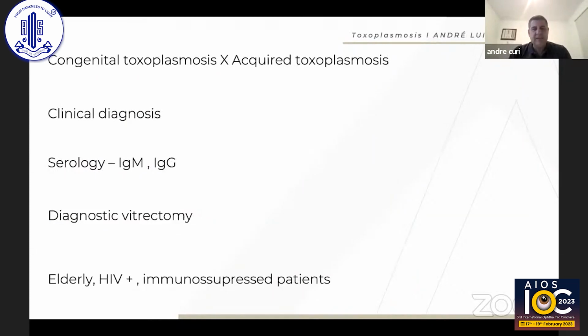The diagnosis basically is a clinical diagnosis. The serology can help us more to exclude the diagnosis rather than confirm. If you have a positive IgG, it just says that this patient had contact with the toxoplasma, but not that the disease is a toxoplasma retinochoroiditis. Diagnostic vitrectomy we leave only for very difficult cases, and it's important to pay attention to the elderly, HIV positive, and immunosuppressed patients. The clinical presentation can be a little bit different.